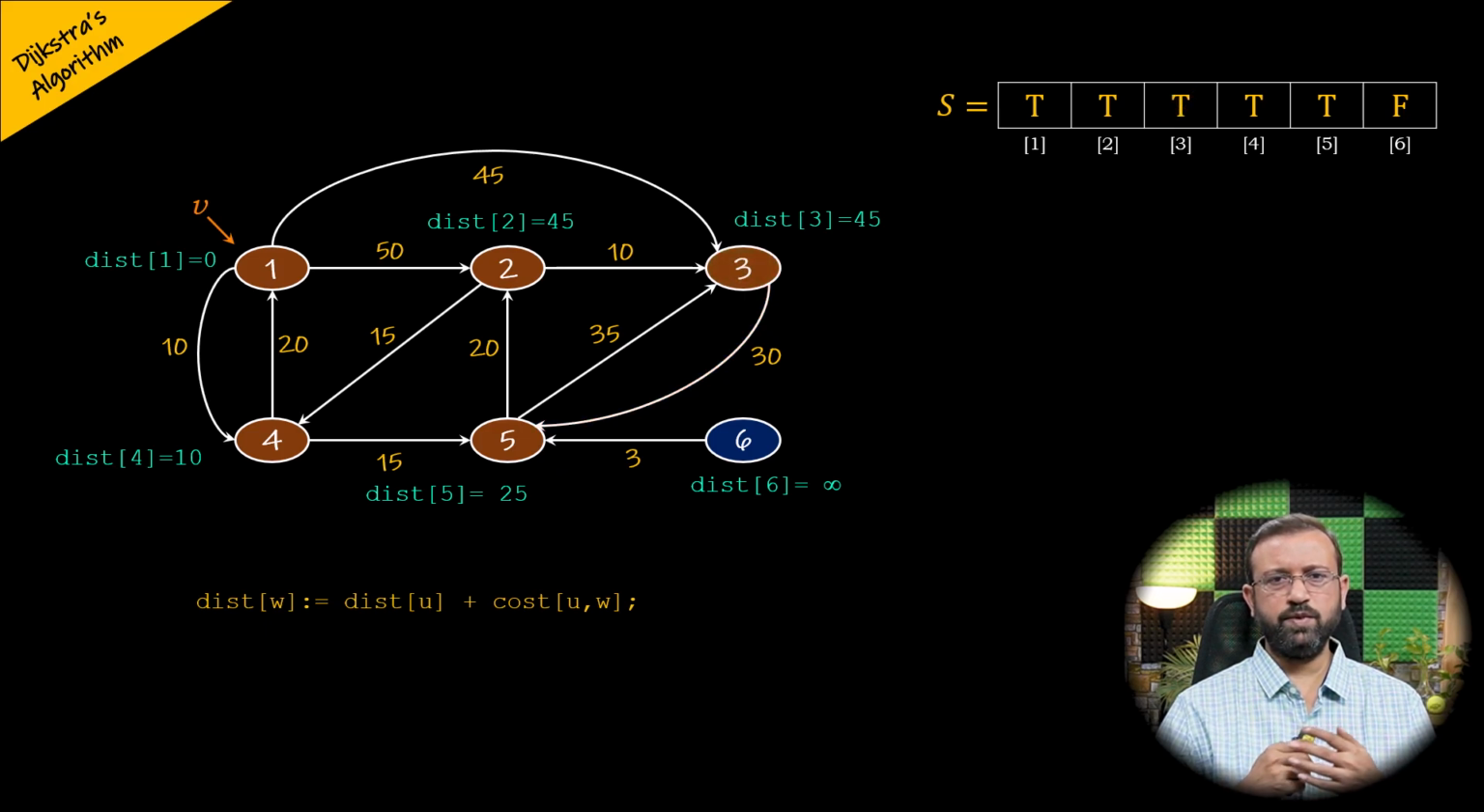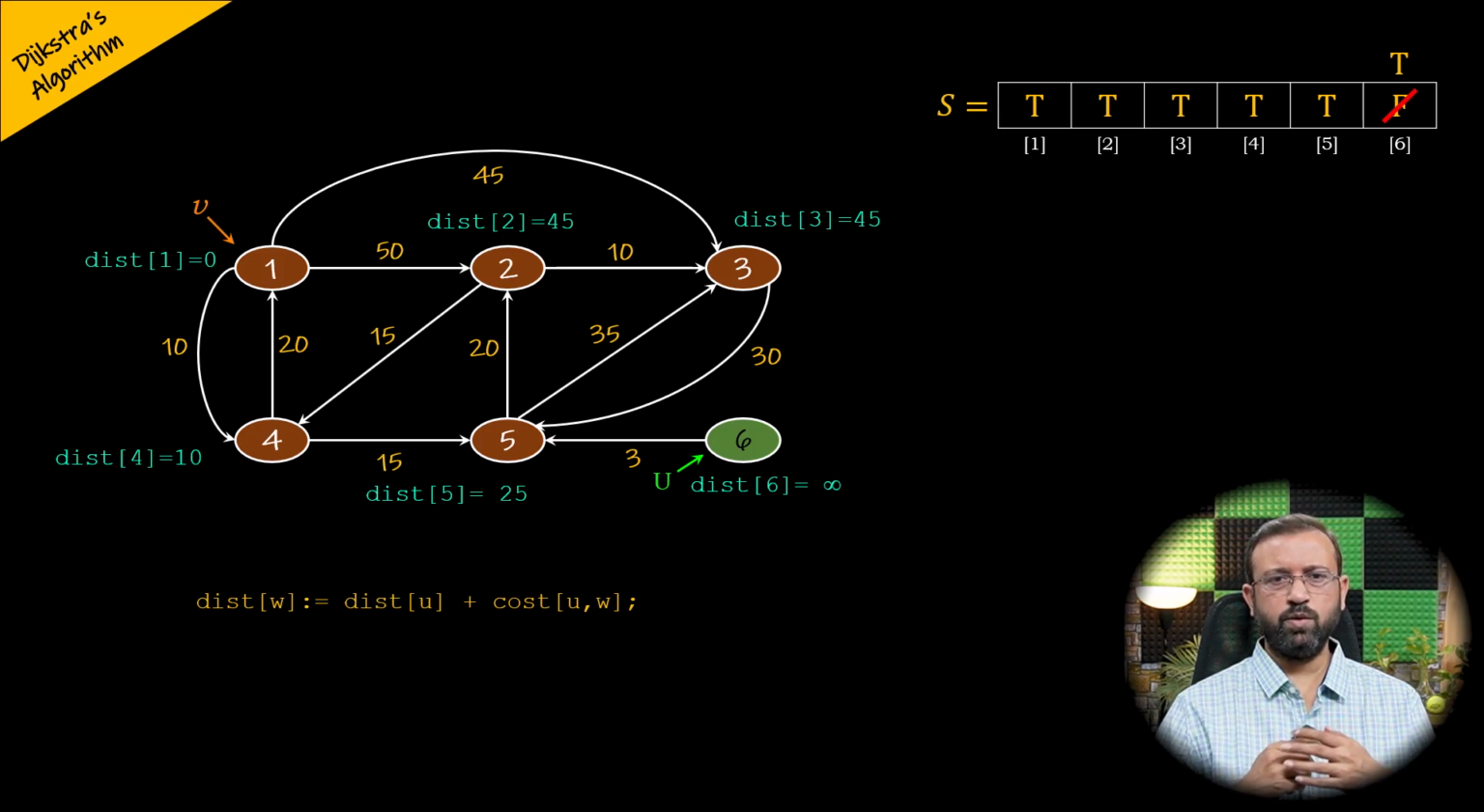In the next step, we choose a vertex U whose distance is minimum and is not in set S. So at this point, the only vertex left is vertex 6, and vertex 6 is not in set S because S of 6 is false. Therefore, vertex 6 becomes vertex U and is assigned to set S by making S of 6 true.